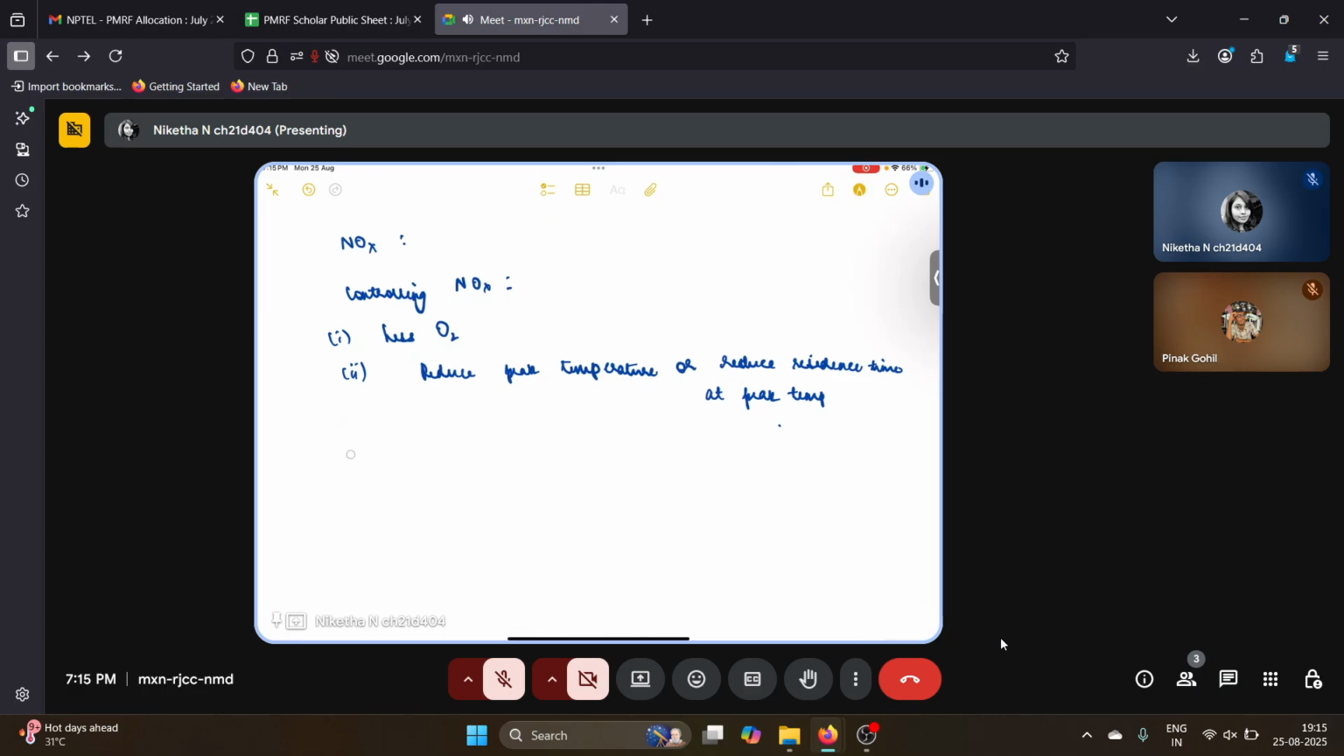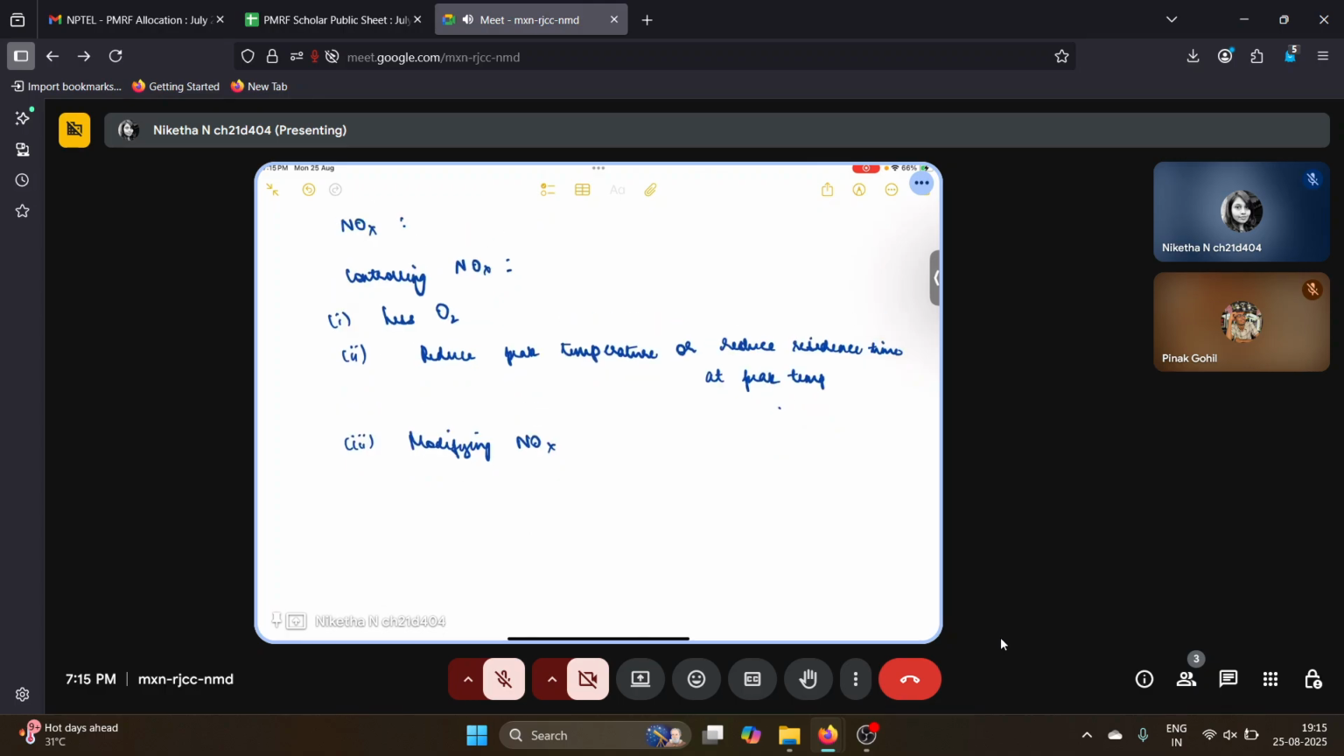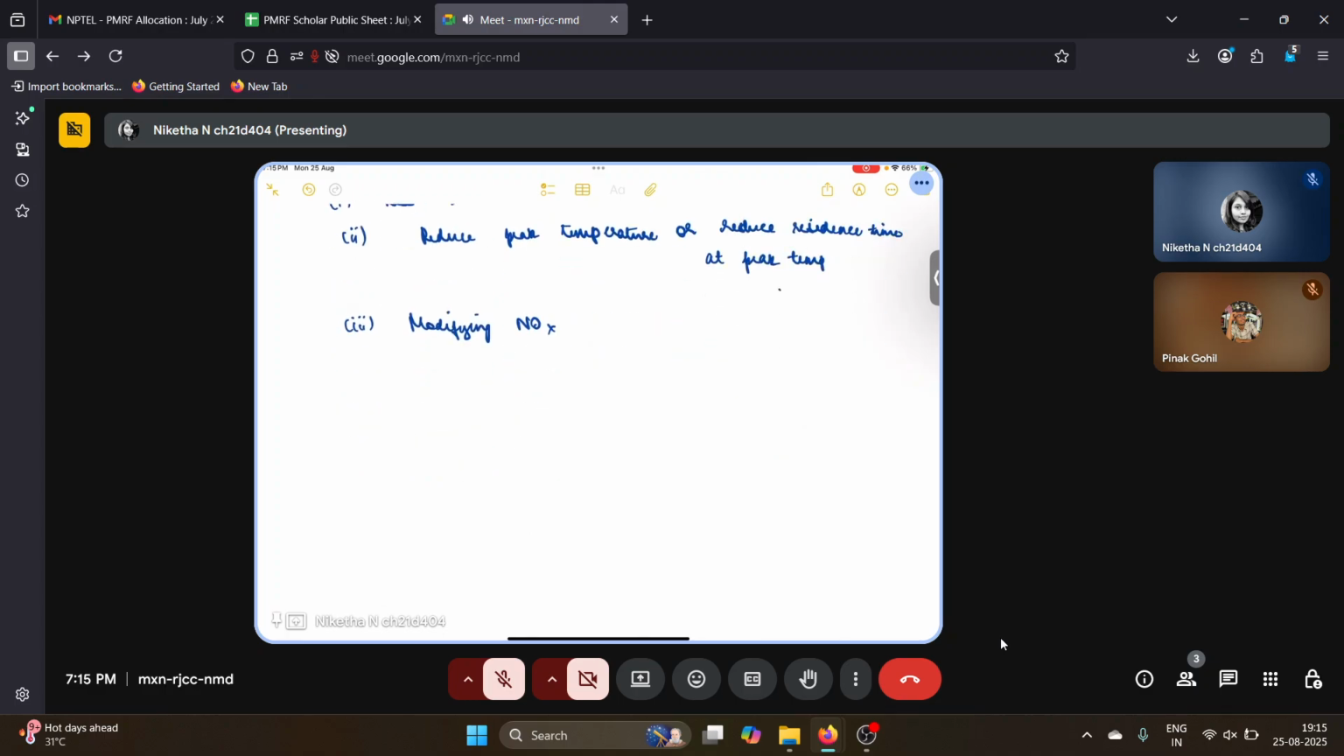And then modifying the design conditions in such a way that NOx is not produced at all. So this is for controlling NOx. Once you have NOx, how do you treat it? The first one is by absorption, using a slurry of lime.